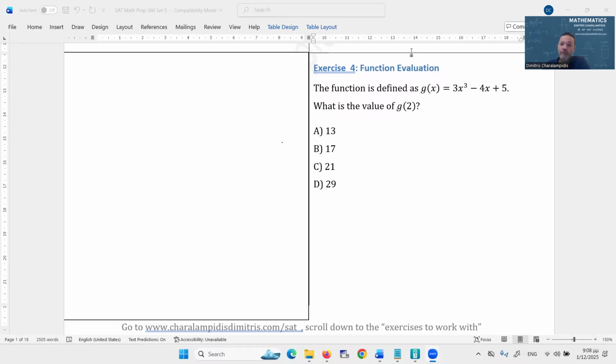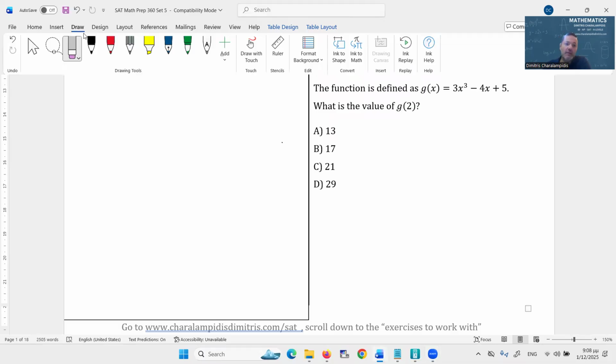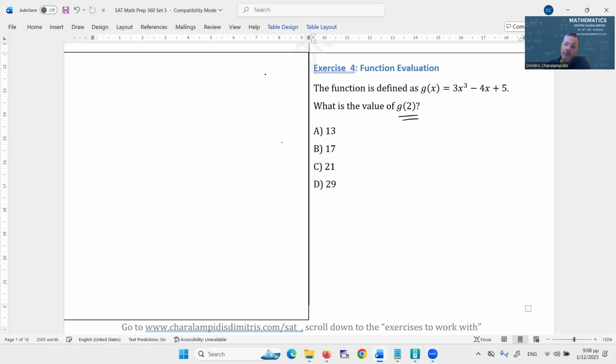Exercise 4. The function g is defined as 3x cubed minus 4x plus 5. What is the value of g of 2? G of 2 means that we should go to function g of x and place 2 instead of x.